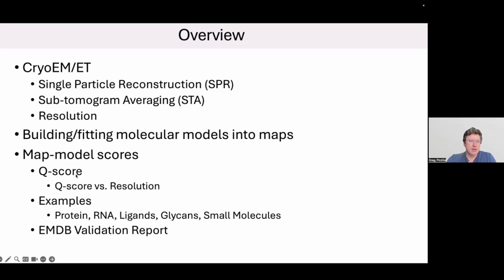And in particular, I'll talk about the Q-score, which is something we've been developing at Stanford and is gaining some traction, applying it to proteins, RNA, ligands, all types of small molecules. And it's starting to be used in the EMDB validation report when depositing a map and model. So I'll go over how it's being used and what the future prospects are looking like.